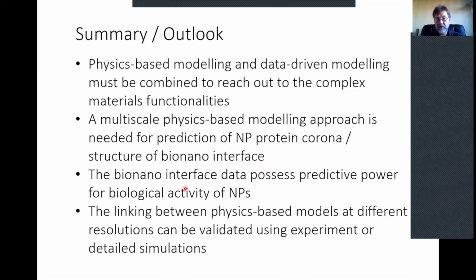Then we see that bionano interface data indeed have predictive power, so we can predict real biological events using that. And then we can also validate it using measurements at different scales. So we try to validate it using either protein corona measurements or biological activities, cell uptake, and other activities. So in principle, there are many questions, certainly, but we can answer and we can justify the path we've chosen in this way.